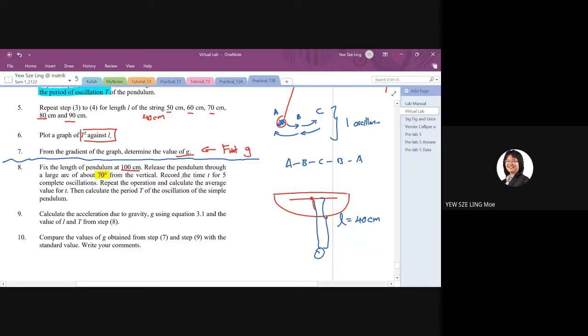And in this step, you just record the time for 5 complete oscillations. Then you repeat it and get the average value. So again, you need the average value for all of the experiments. All right. And then calculate the period of oscillation.